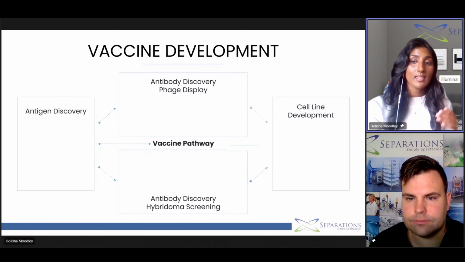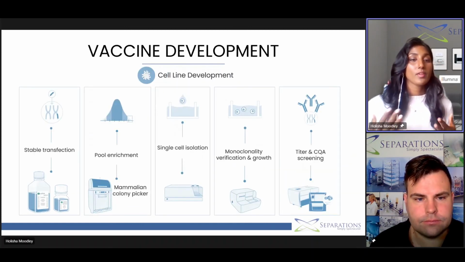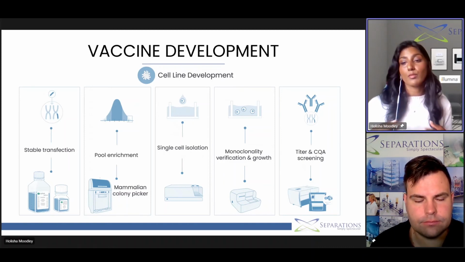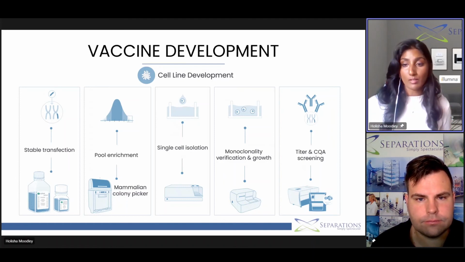And if we jump into cell line development, we'll run through the different steps. One of the first steps of cell line development is to look at stable transfection. So it begins with the introduction of foreign DNA, which is encoding your recombinant protein of interest, into the host cell. And that process is known as a transfection. And upon transfection, the cell begins to transiently express your protein of interest for a certain period of time. This is often a week before it completely halts production.